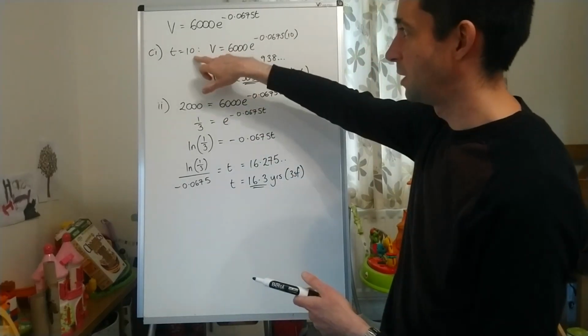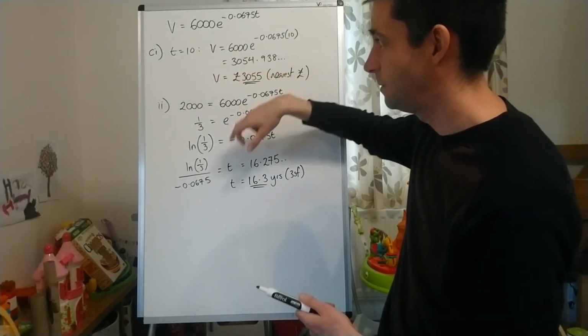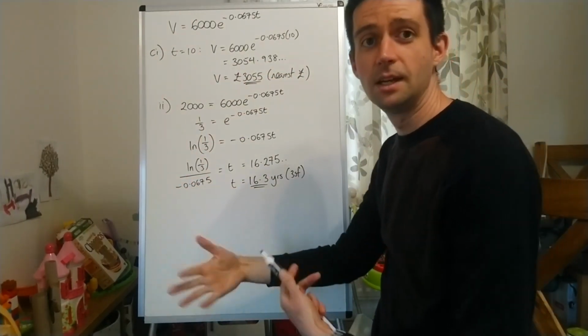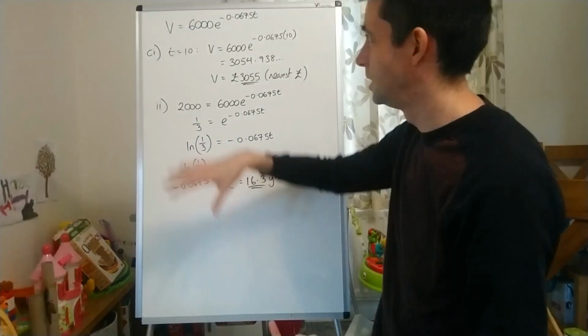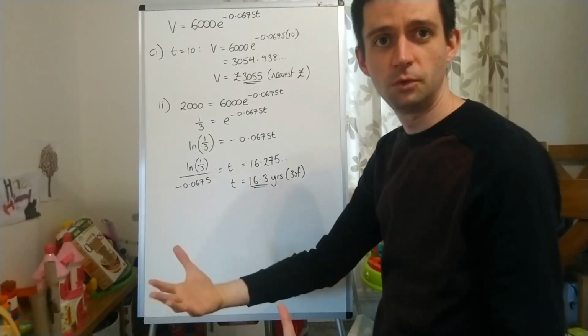So part I, we're given a value of t and asked to find v. Part II, we're given a value of v and asked to find t. So using the equation we've got for two different purposes.